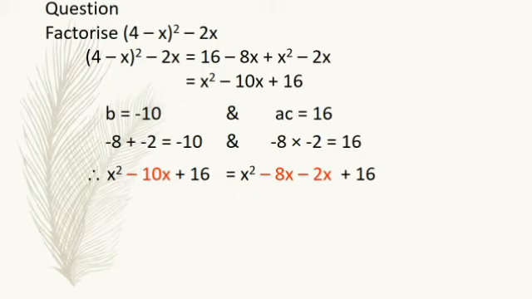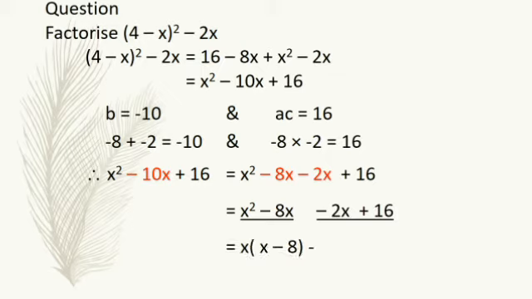Now, grouping the terms, we have x square minus 8x in one group and minus 2x plus 16 in another group. Now in the first group we have x as the common factor and in the last group we have minus 2 as a common factor. By taking out the common factors, we get x into (x minus 8) minus 2 into (x minus 8). Now here x minus 8 is common to both the groups. So by taking out x minus 8, we get (x minus 8) into (x minus 2).